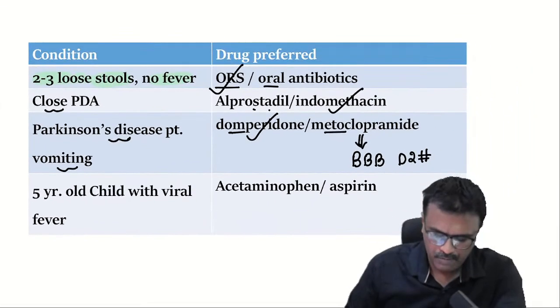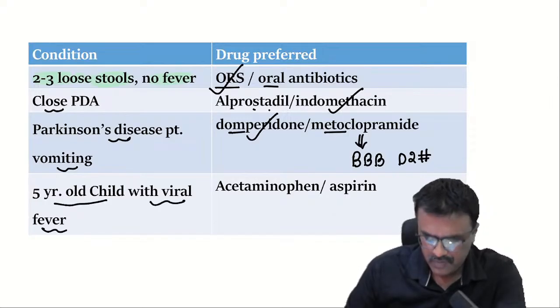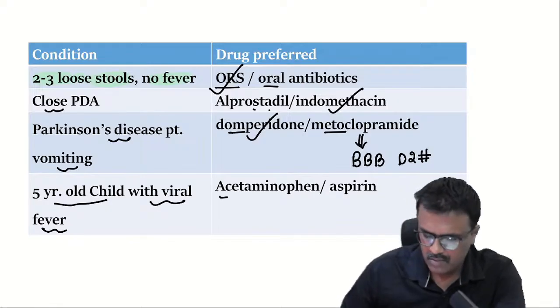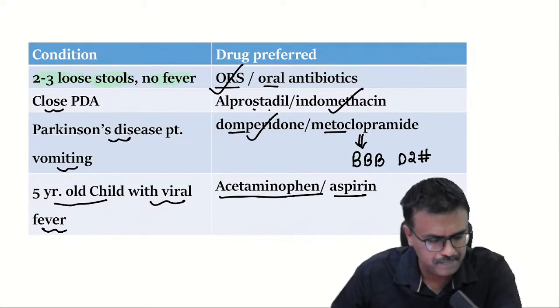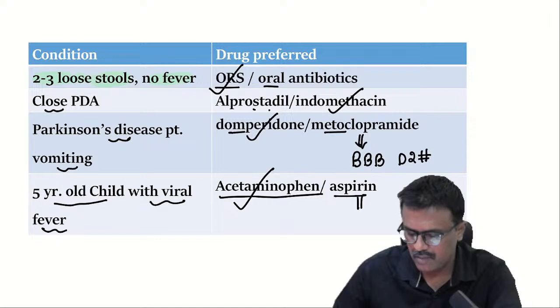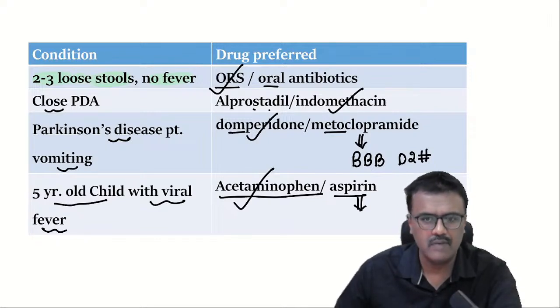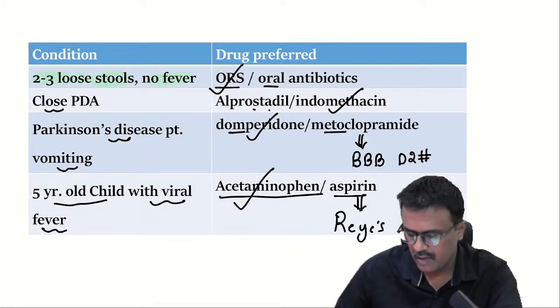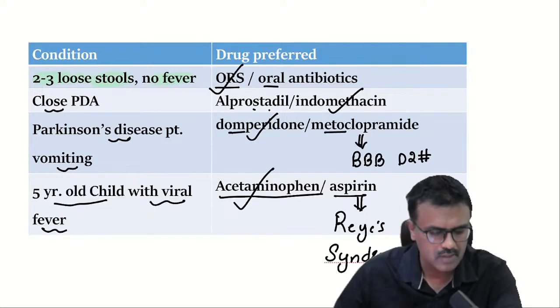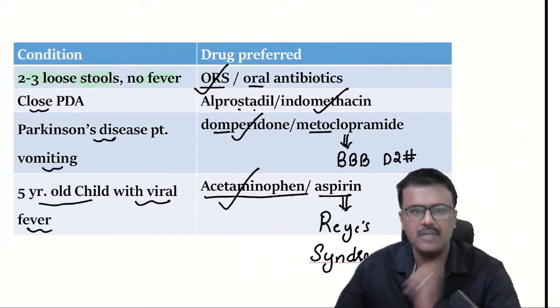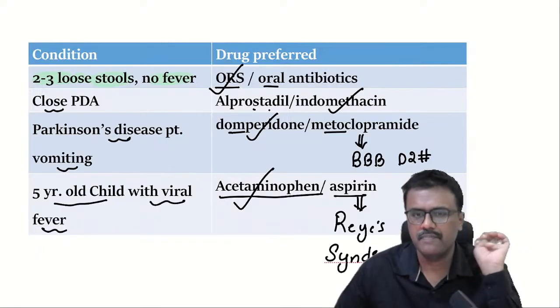Next, a 5-year-old child has viral fever. So a child comes to you, it has viral fever and you have to reduce the fever. Will you give paracetamol or aspirin? So remember to give acetaminophen. Never give aspirin because if you give aspirin in a less than 12-year-old child with viral fever, it can lead to a problem called Reye's syndrome. Patient may develop Reye's syndrome. Very, very important. What happens in Reye's syndrome? There is damage to the brain, damage to the liver.